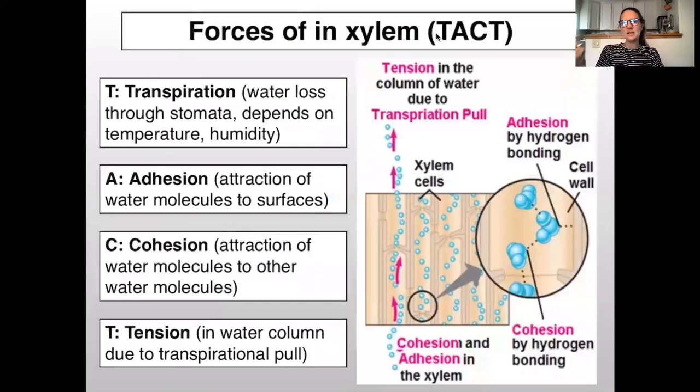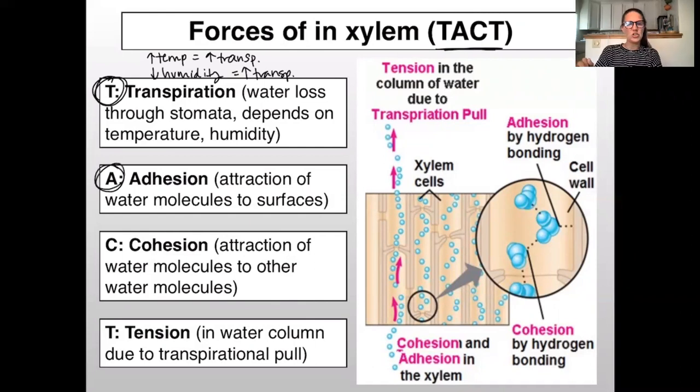And the forces in the xylem that help move water up, well, I've got this kind of acronym called TACT. One, we have transpiration. Again, water loss through the stomata, and this can depend on temperature and humidity. So let's say if we have very high temperature, you're going to get more transpiration, right? If we have very, very low humidity, meaning very, very dry, you are going to increase water evaporation, right?